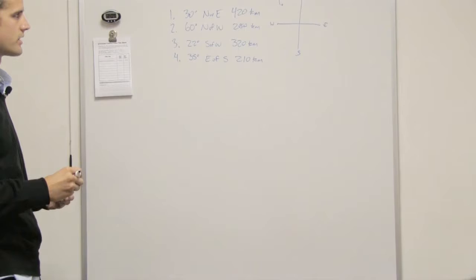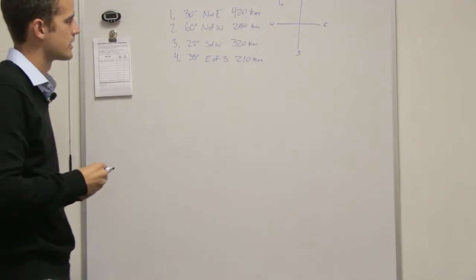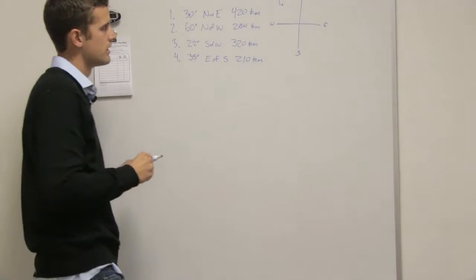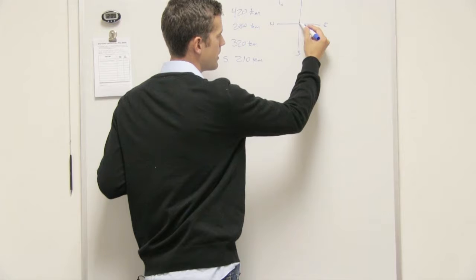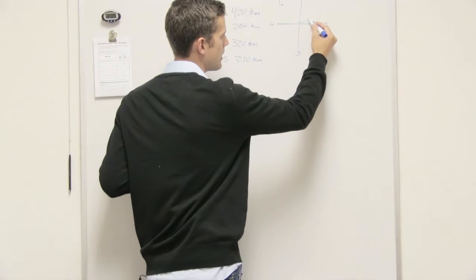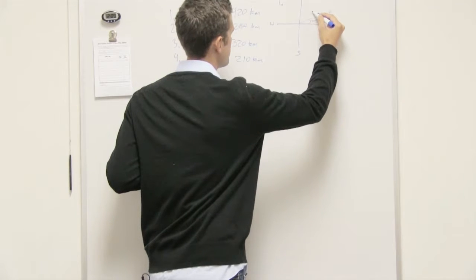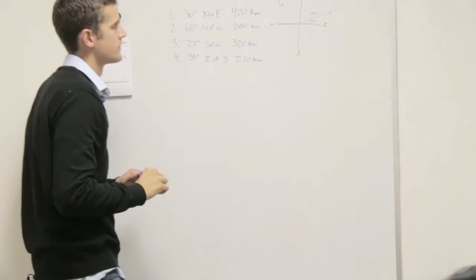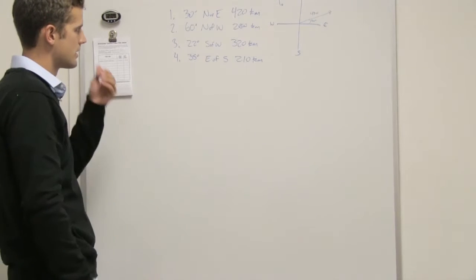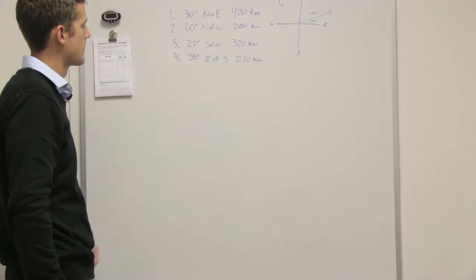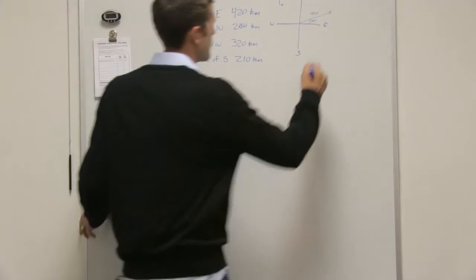So what's our first vector going to look like? The first vector is going to be north towards east, so it's going to be in the first quadrant. And where's the angle going to be relative to? 30 degrees, which is less than halfway. So it'd be kind of like this, right? Yes. The distance of 420. Let me draw that. 30 degrees, 420 km.